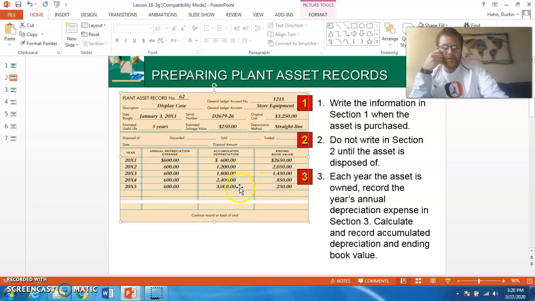Again, if you look, if you take your $3,250 minus your $250 equals $3,000. That's $3,000 right there. This $250 is your estimated salvage value, so that should show up multiple times. If you add these two, that gets your original cost.